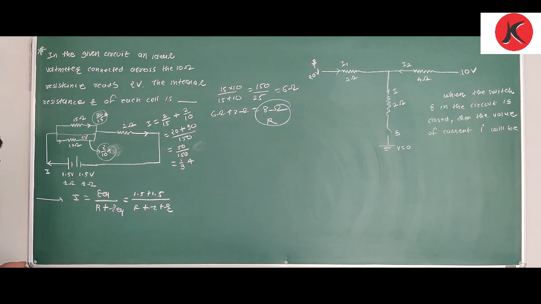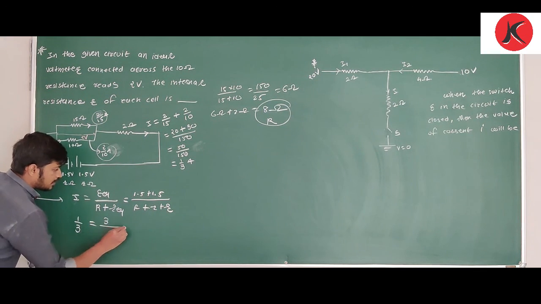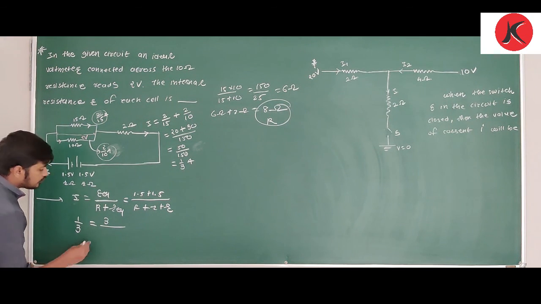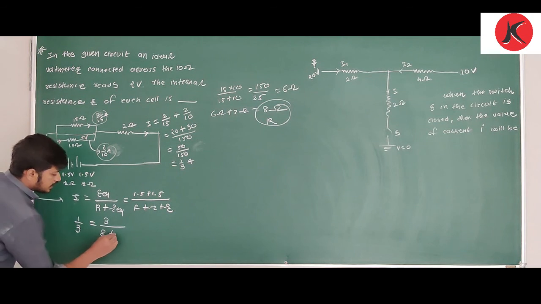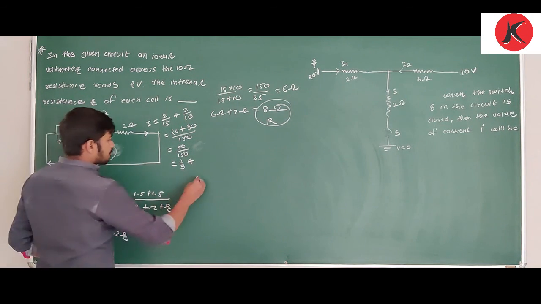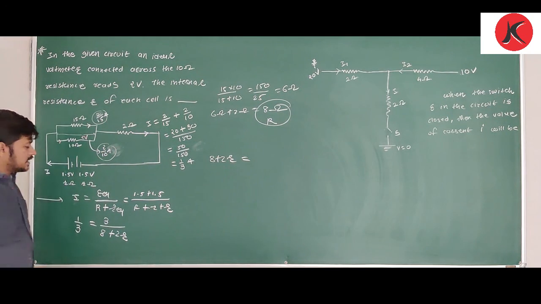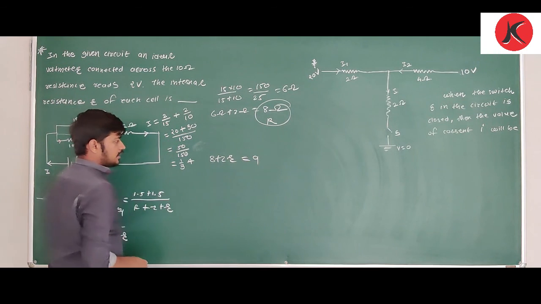Okay, now put the value of I. What is the equation of current? It is 1.5, and 1.5 is 3. What is R? R is 8 plus here 2r. So now cross multiply. 8 plus 2r is equal to 3 into 3, which is 9.